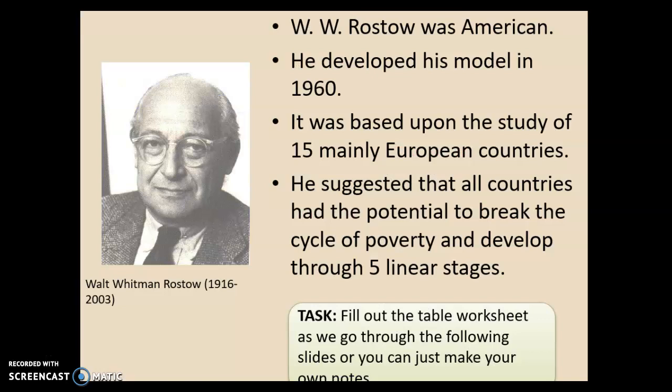Okay, so here's Walt Whitman Rostow. What a handsome fella he is as well. I don't have a table for you. You can just make notes on this. I think that would probably be a very good idea.